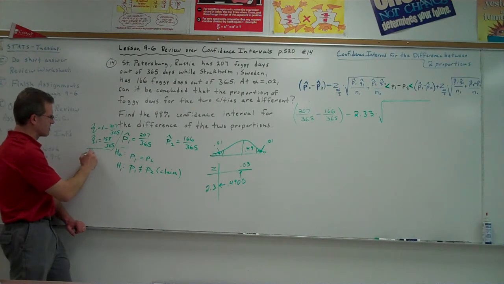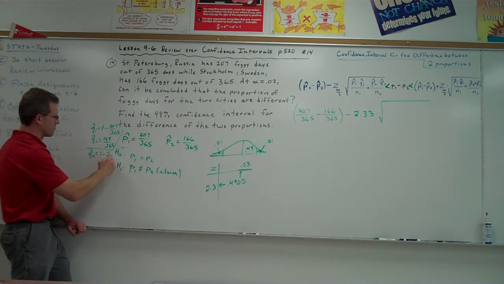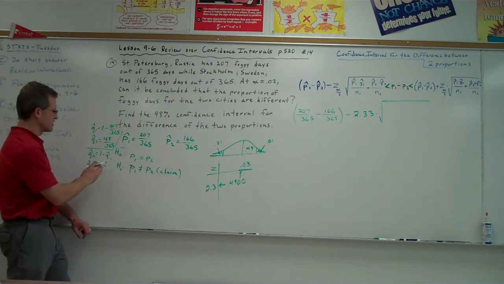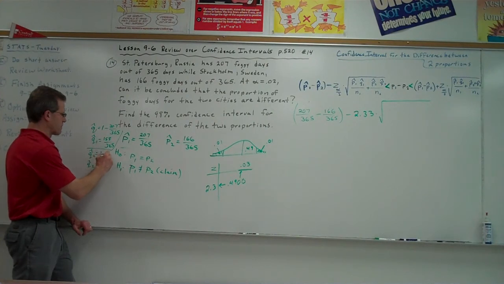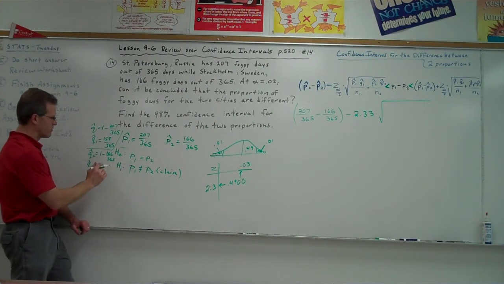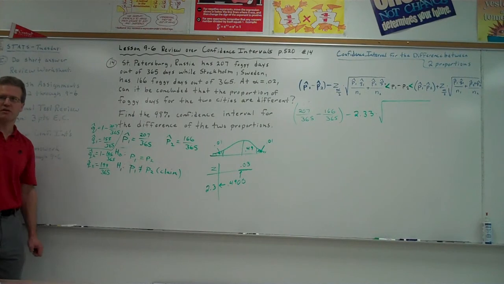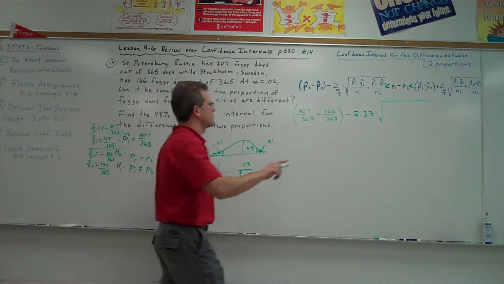And let's do Q hat sub 2. That would be 1 minus p hat sub 2. So Q hat sub 2 would be 1 minus 166 over 365, which I believe would be 199 over 365. Questions about that? Okay, let's start plugging in the numbers then.